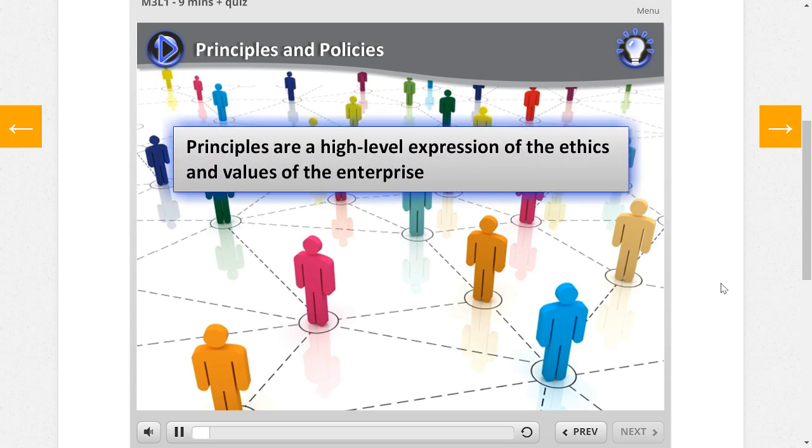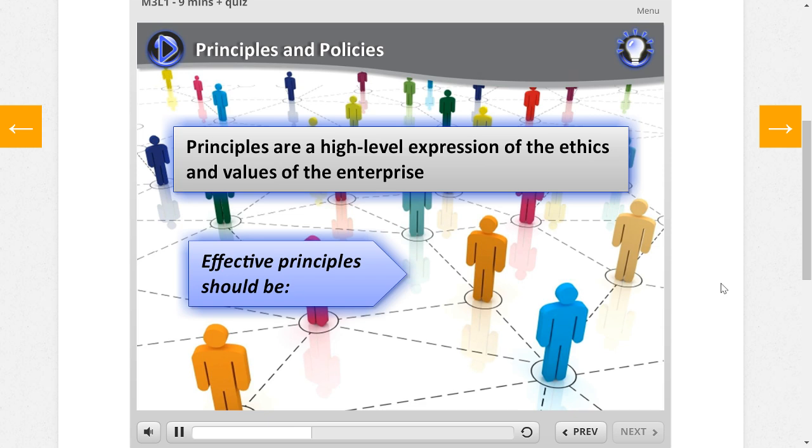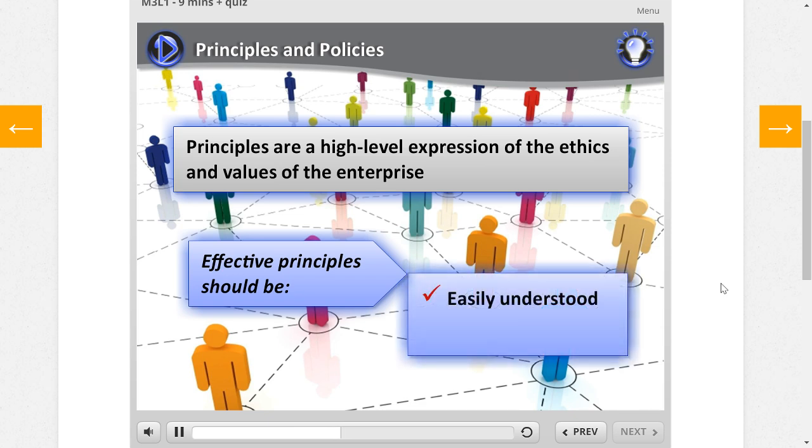Principles are a high-level expression of the ethics and values of the enterprise. They provide an ethical framework for the enterprise in all its activities, and as such, they are unlikely to change significantly over time. In order to be effective, principles should be easily understood. They should be expressed in simple, clear language that everyone understands. For example, a principle might be that we will treat our customers honestly and fairly. Everyone should understand that.